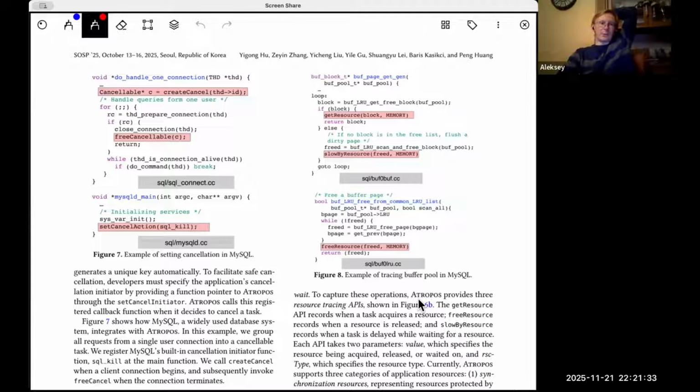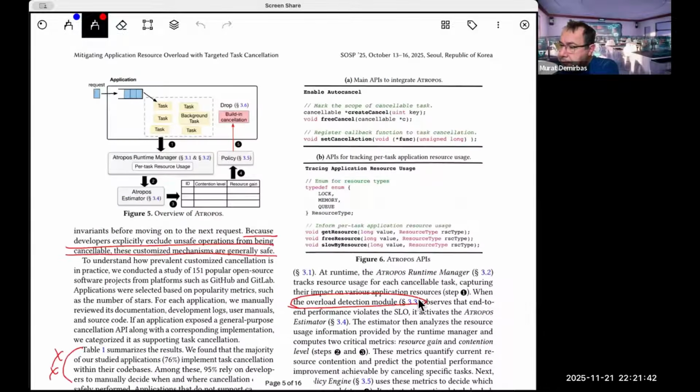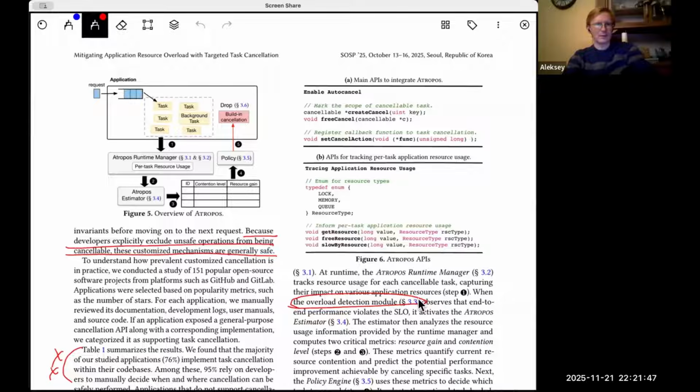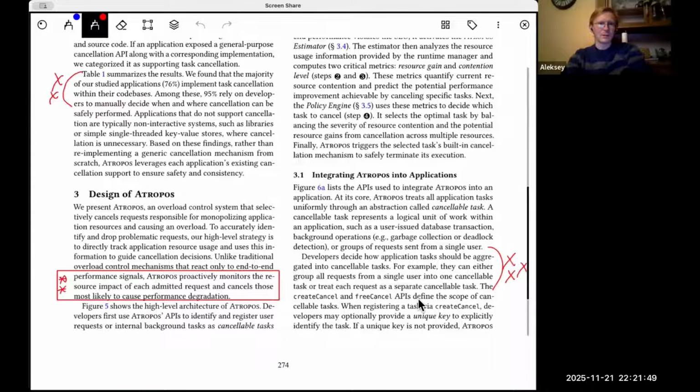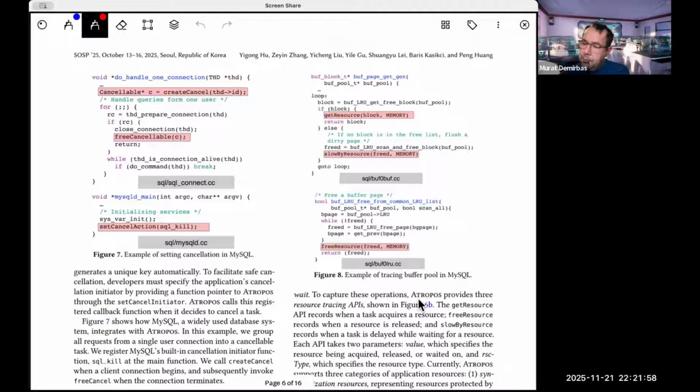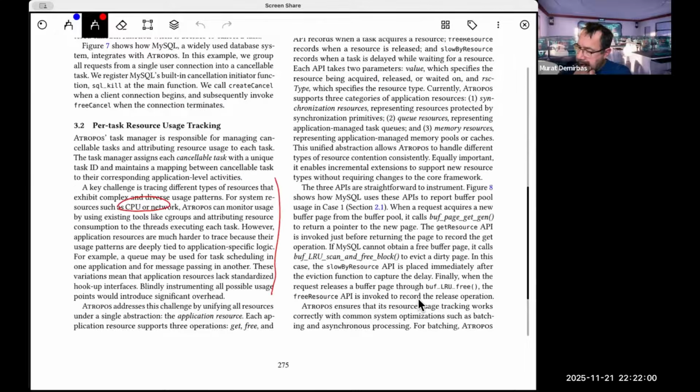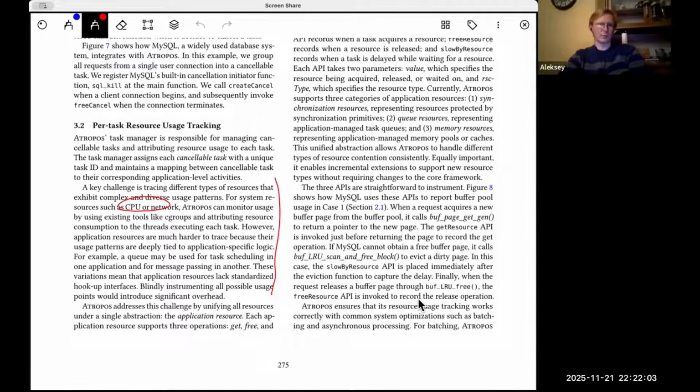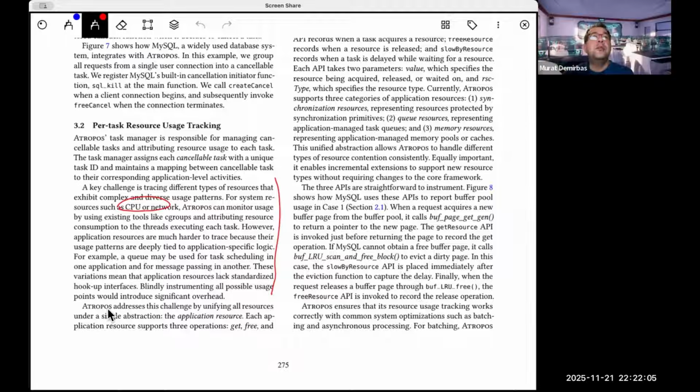I think that's your... I don't know. Slow by resource records when a task is delayed while waiting for a resource. Okay, that's in 3.2. I guess we can read the 3.2 now. Okay, let's read the rest.